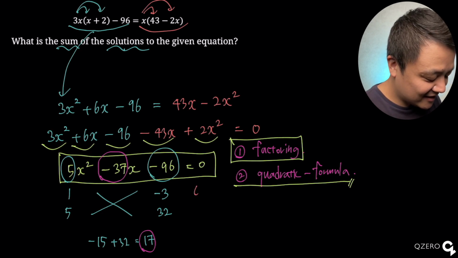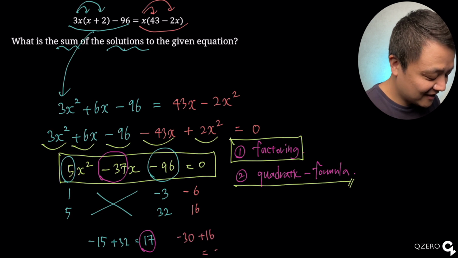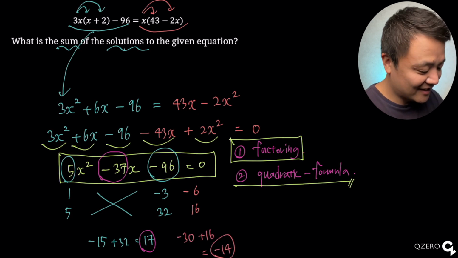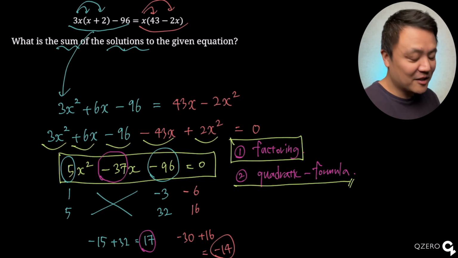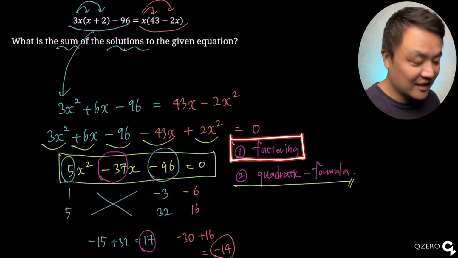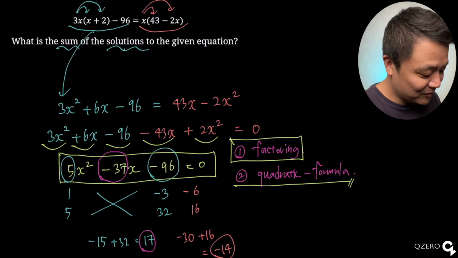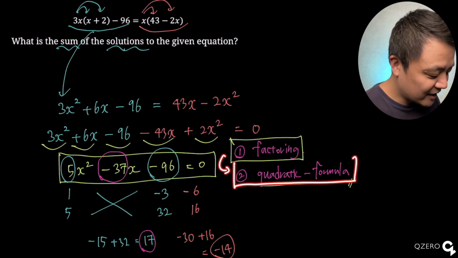96 is 6 times 16. So I don't know, let me put negative here, then cross multiplication, negative 30 and 16, that's negative 14. No, that's not negative 37. Conclusion. This quadratic equation cannot be easily factored out. It might be factorable, but I don't know. I just don't want to try more. I'm just gonna move on to the second option, quadratic formula.